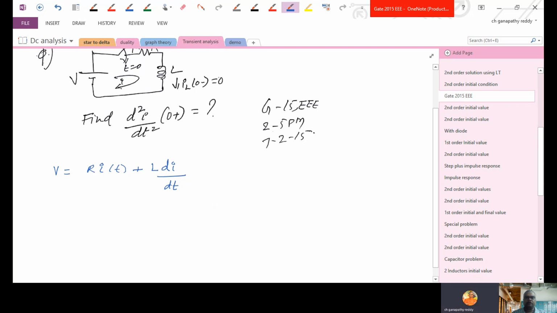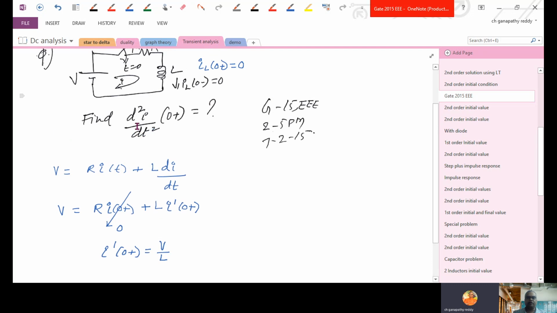What is given here? IL(0 minus) is 0, given. What is IL(0 plus)? So therefore this is V equal to R into I(0 plus) plus L I prime(0 plus). So what is I(0 plus) anyway? 0. Therefore I prime(0 plus) answer is V by L.